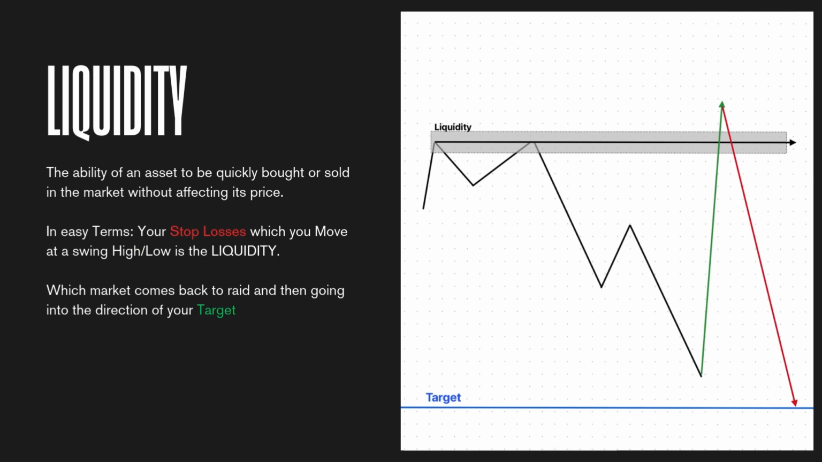If you've ever placed your stop loss right below a low or above a high, only for the market to spike and hit your stop before reversing, you've experienced the liquidity raid. In simple terms, your stop loss is liquidity. The market comes back to raid these levels, filling the orders there, and then continues in its intended direction. It's frustrating, but once you know how to spot these liquidity zones, you can stop being the prey and start being the predator.